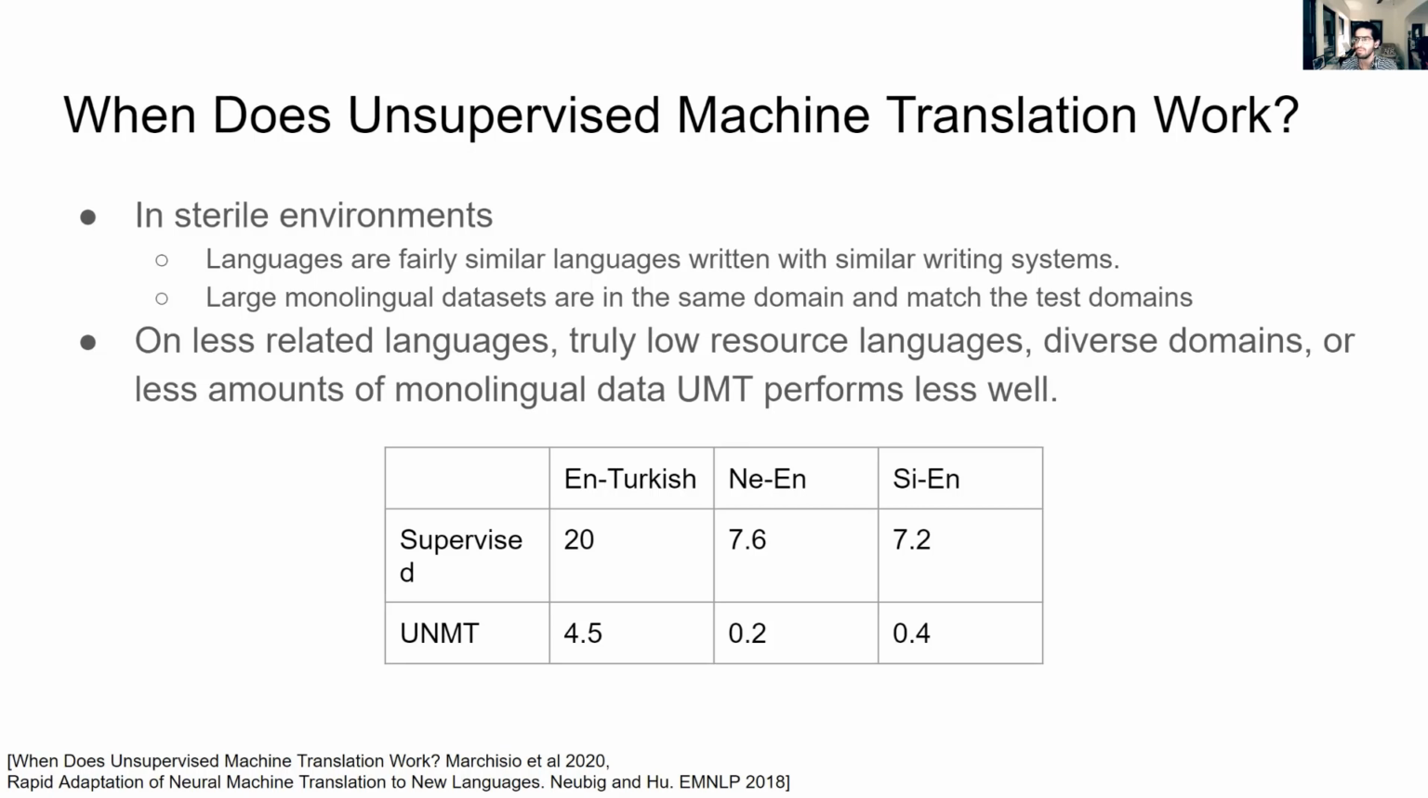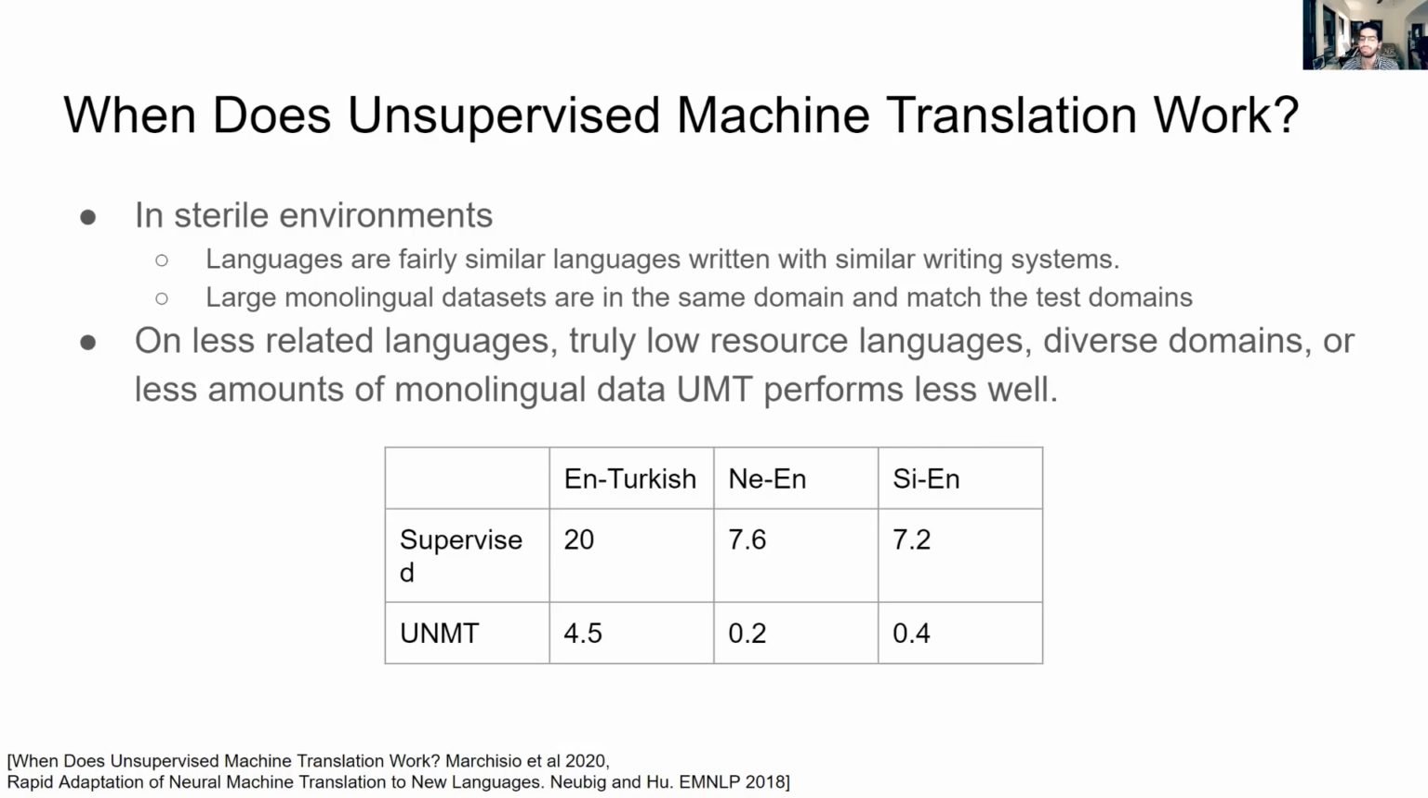So they are comparable corpora in the same domain. And the test sets are also from the same domain as those monolingual corpora. Recently some work has been done which shows that if you have less related languages, or truly low resource languages, unlike English and French, or diverse domains between the monolingual corpora, or between the monolingual corpora and the test sets, or if you have less amounts of monolingual data, these models don't tend to perform very well.